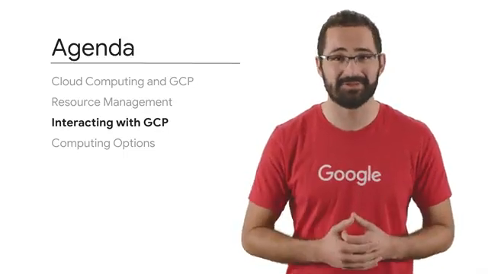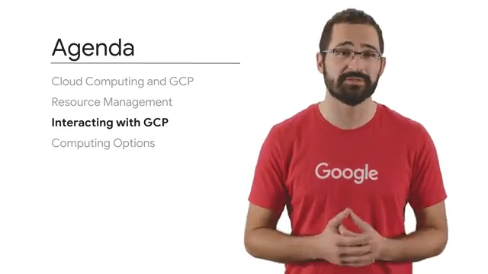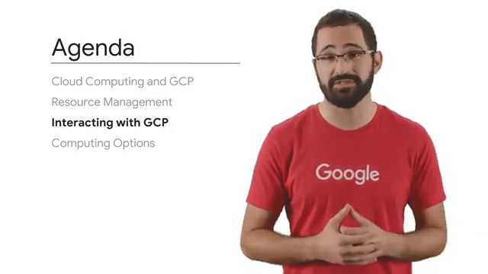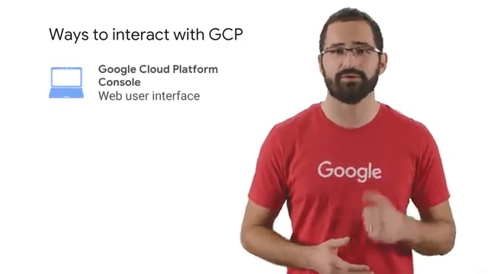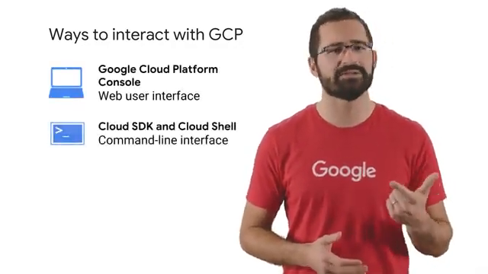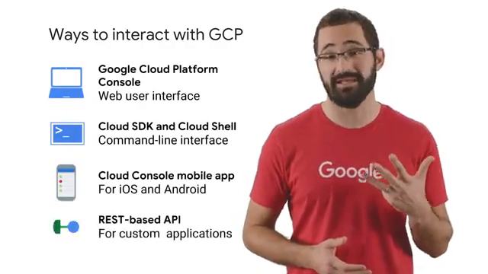This next video looks at how you interact with GCP. You learn about the Google tools and interfaces that allow you to manage and configure your GCP resources. There are 4 ways to interact with GCP: the Google Cloud Platform Console, the Cloud Shell and Cloud SDK, the Cloud Console mobile app, and REST-based APIs.